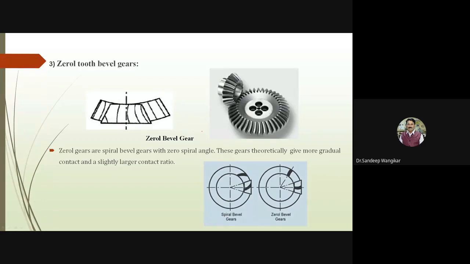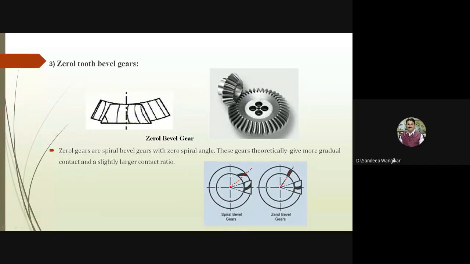These gears are theoretically more gradual in contact and have a slightly larger contact ratio. So this is one additional diagram for your reference. It is here. Just for understanding purposes, we can take this. Consider this as the spiral bevel gear. If I take a line, it is having some angle, and you can refer to this line.